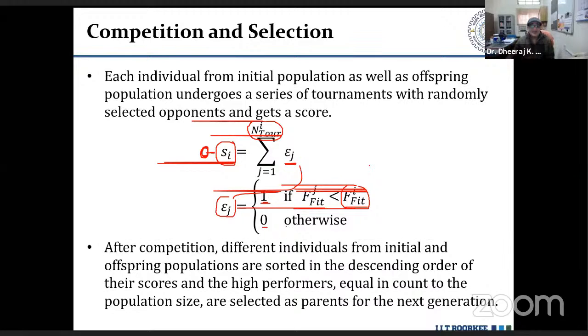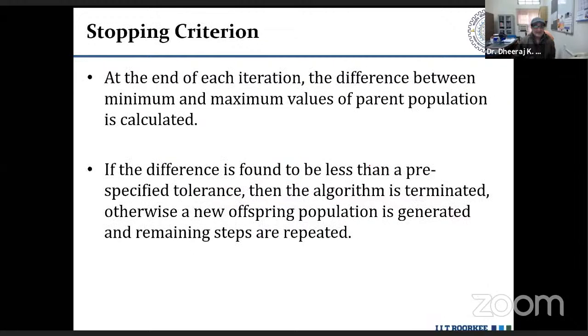So this process we have to repeat several times till the difference between minimum and maximum values of the parent population is within some pre-specified tolerance. Their difference is very minimum, meaning all individuals have almost the same value of fitness function, and only then can we terminate this algorithm. Otherwise, we have to perform more and more iterations and generate more offspring.